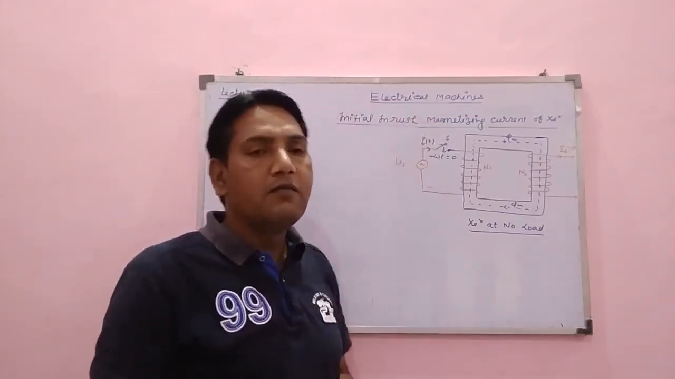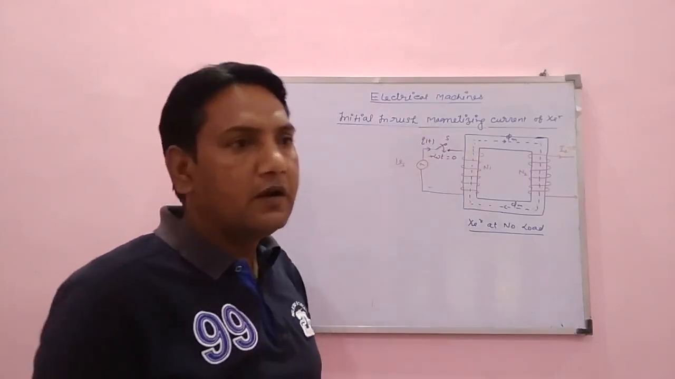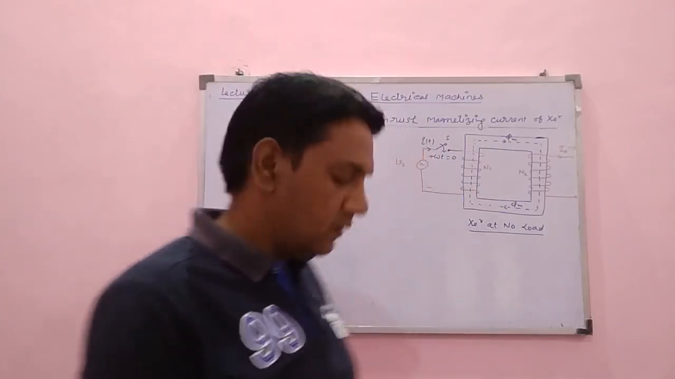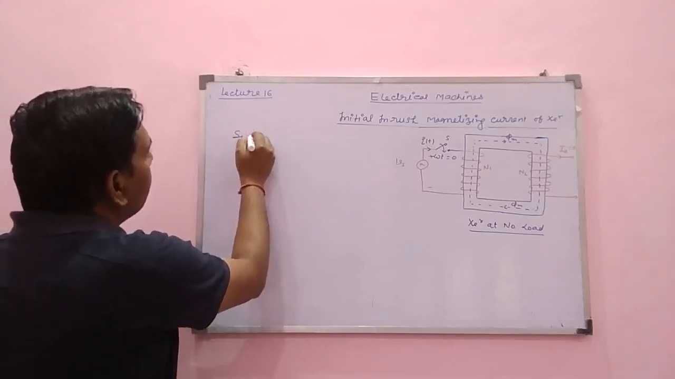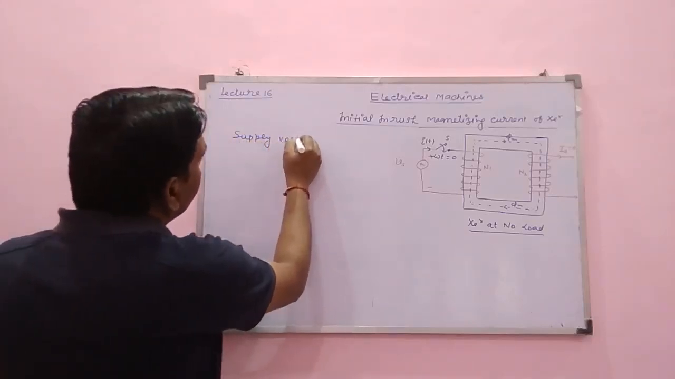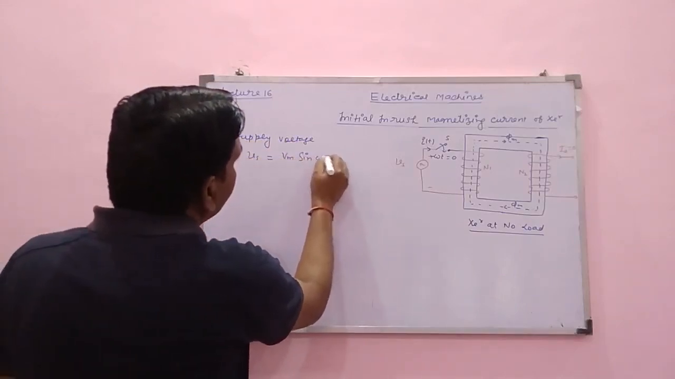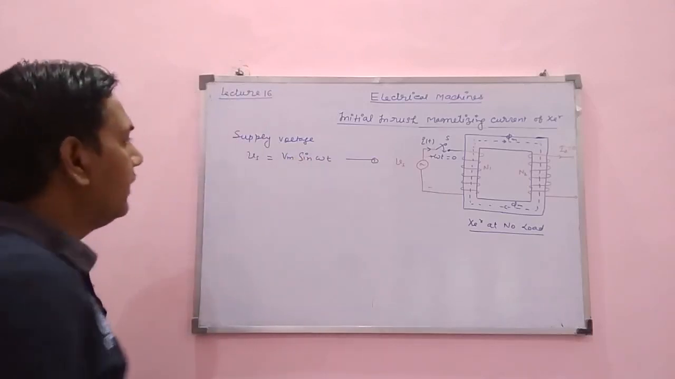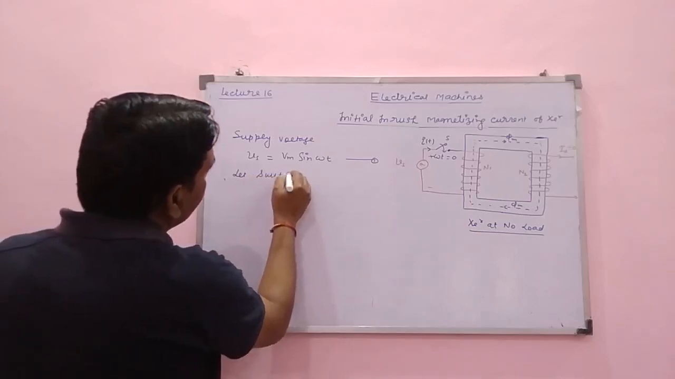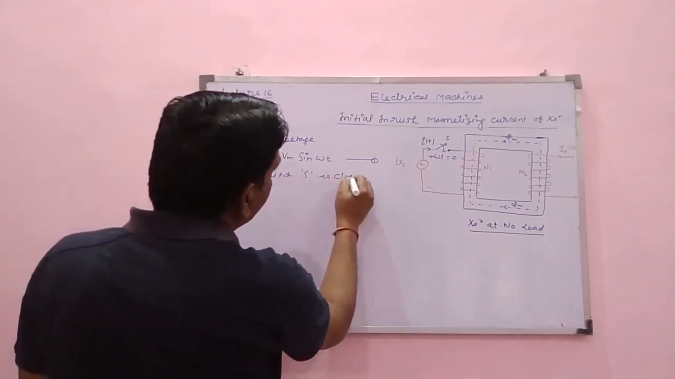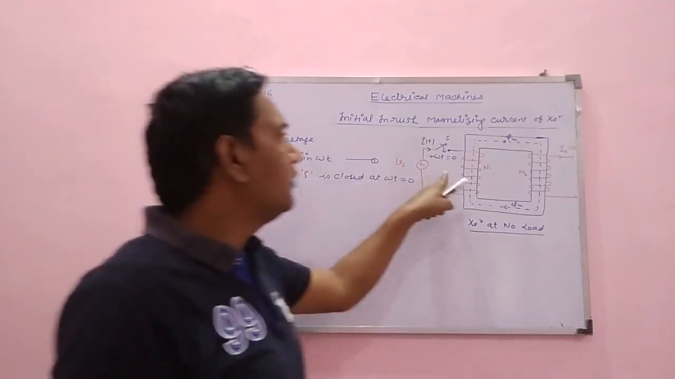So in this lecture we discuss the transient behavior of the magnetizing current drawn by the transformer at the time of starting. Let Vs be the supply voltage, Vs is equal to Vm sin omega t. You know, this is a sinusoidal voltage, and let switch S be closed at omega t is equal to 0.